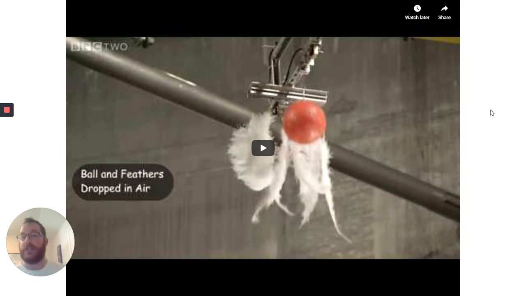Anyway, it doesn't matter what the weight is; they will hit the ground at the same time as long as air resistance is not a significant factor, which is why the activity asked you to find similarly shaped objects and also similarly sized objects. That way, air resistance is not going to be a significant factor on either one of those.